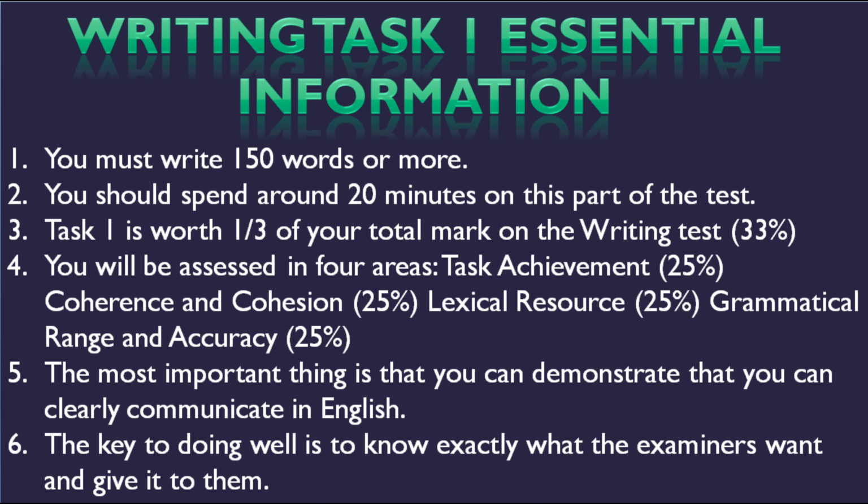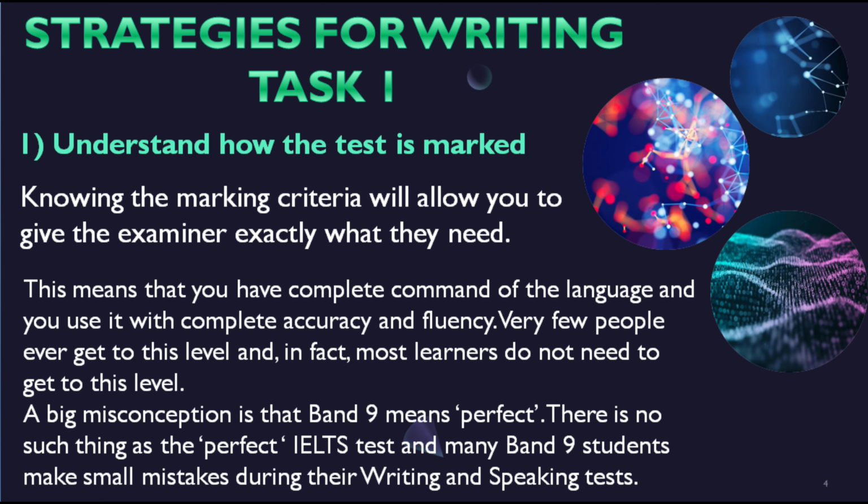You would be assessed on the 4 areas. Number 1 is task achievement, number 2 is coherence and cohesion, number 3 is your lexical resource, and the last but not the least is your grammatical range and accuracy. The most important thing that you have to show is that you can clearly write in a systematic manner. And if you want to score well, you should know what the examiner wants and you should give it to them accordingly. Now we shall discuss the strategies for writing task 1.